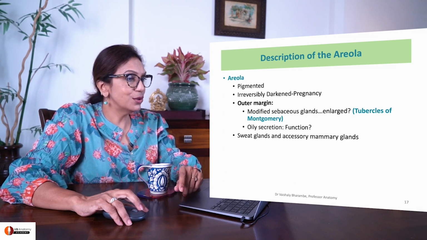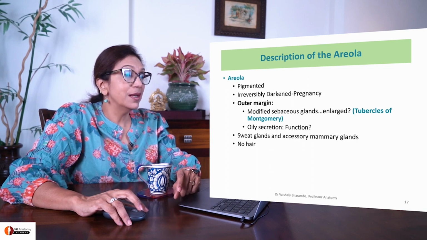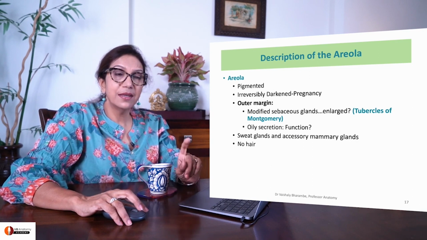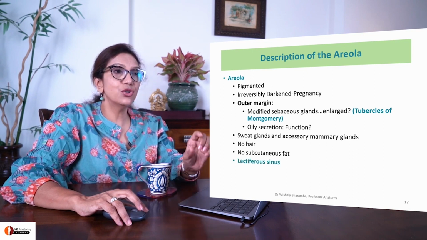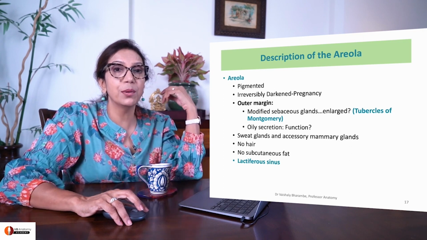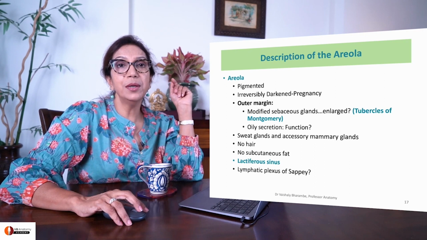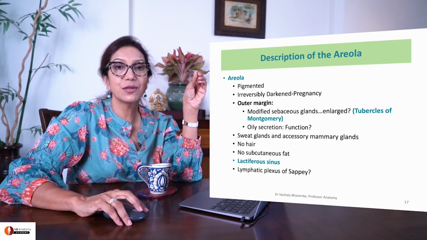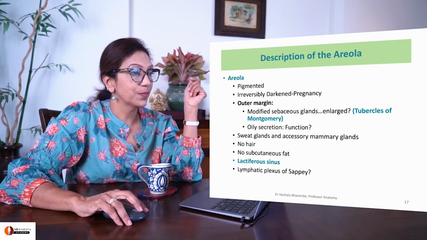The area also contains sweat glands and accessory mammary glands. Areola has no hair. The subcutaneous tissue has no fat in it, and underneath it there is a sinus called lactiferous sinus. I'll talk about it subsequently. Beneath it there is an important plexus called lymphatic plexus of Sappey. Please note this. We'll come back to it later.